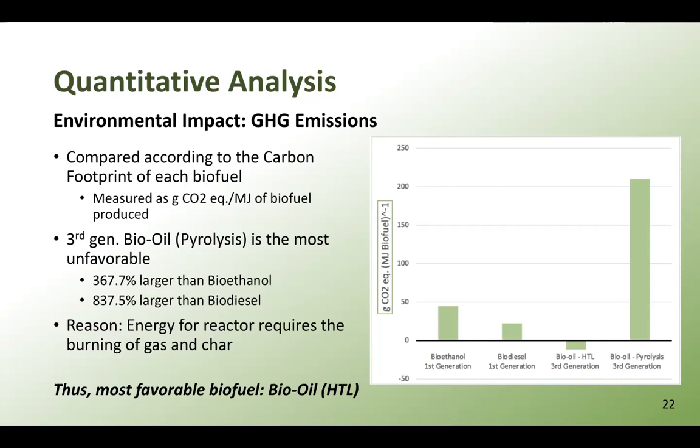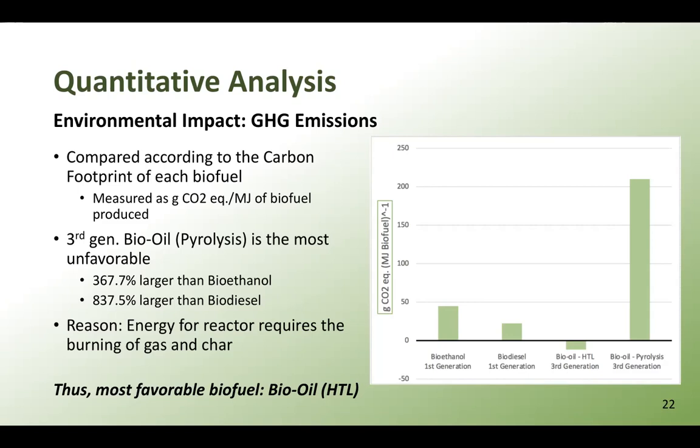So as can be seen on the graph, the third generation bio-oil using the pyrolysis pathway is the most unfavorable. In fact, based on calculations, it was found that it produced 367.7% more greenhouse gas emissions than bioethanol and 837.5% more emissions than biodiesel. And one reason for this, as mentioned previously, is that basically the reactor requires the burning of gas and char in order to generate the energy needed to perform the thermochemical conversions.